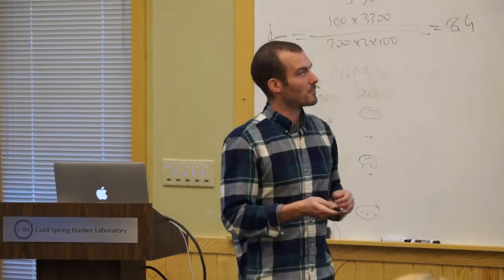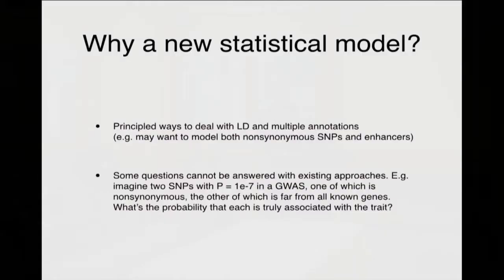And why would we come up with a new statistical model for this? You want principled ways to deal with LD. LD is this correlation of nearby SNPs in the genome, and multiple annotations. So you might want to ask, are non-synonymous SNPs and enhancers enriched for genome-wide association studies, whereas the standard ways to do this now would take each of them individually. And some questions just can't be answered with existing approaches.